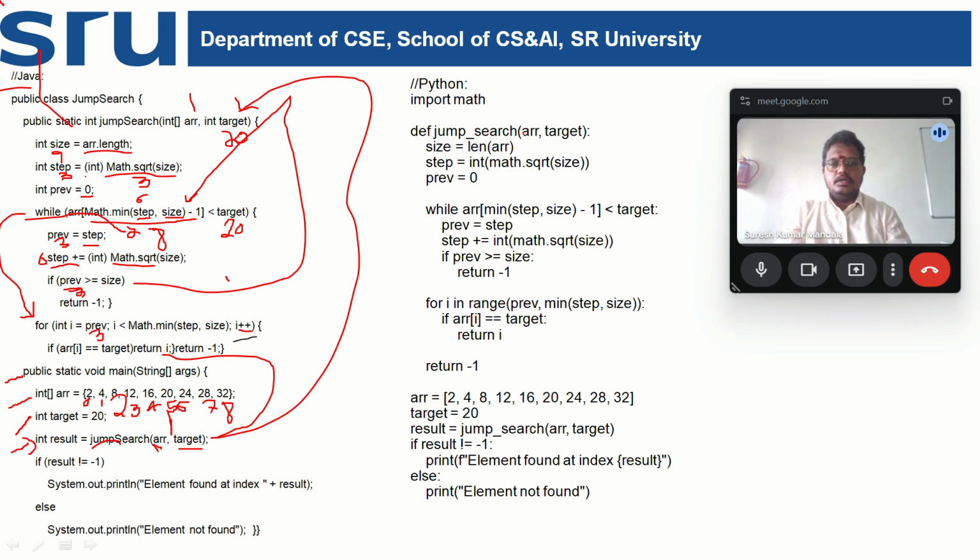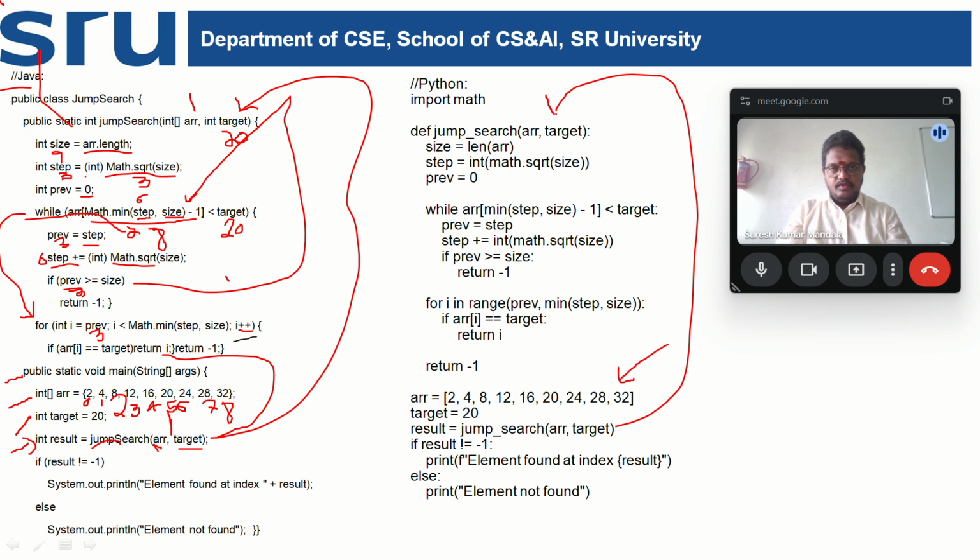So now we will check the Python programming. This is the array representation. We call it a list in Python, and this is a target value 20. The result value will be obtained by calling the function jump search. Here it will pass two parameters: array and target.